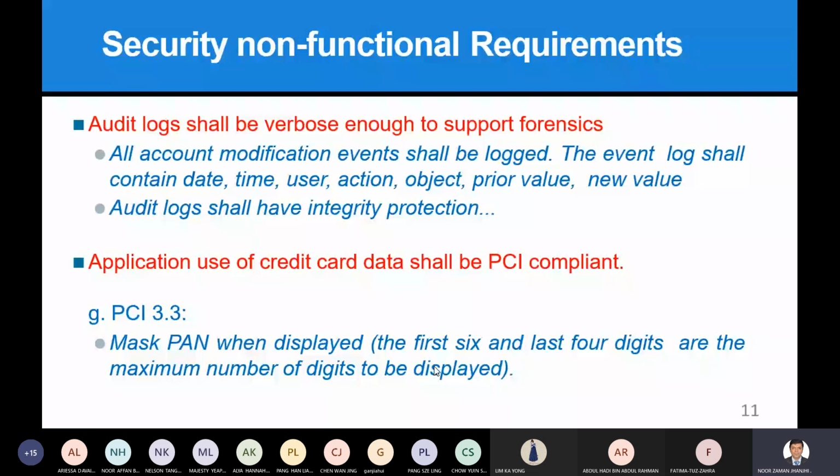Okay, always logs are there. The event log shall contain date, time, user, action, object, prior value. These are the things which can help us if something goes wrong, so we can track them and trace them. The logs shall also have integrity protection. So I hope you understand.